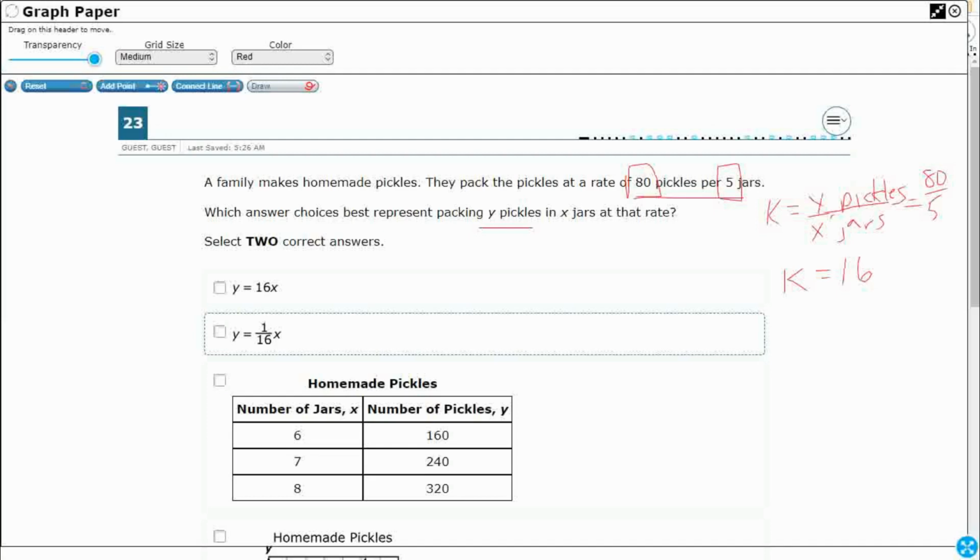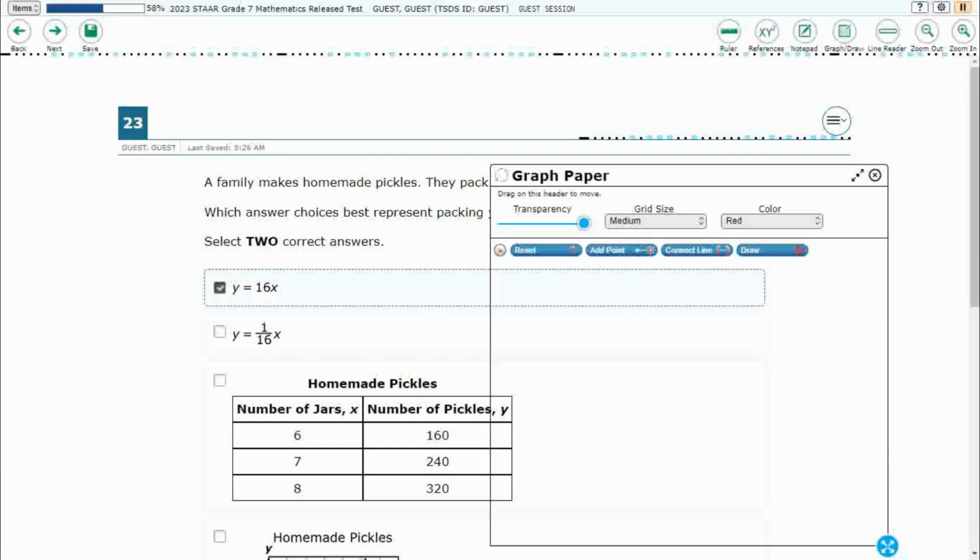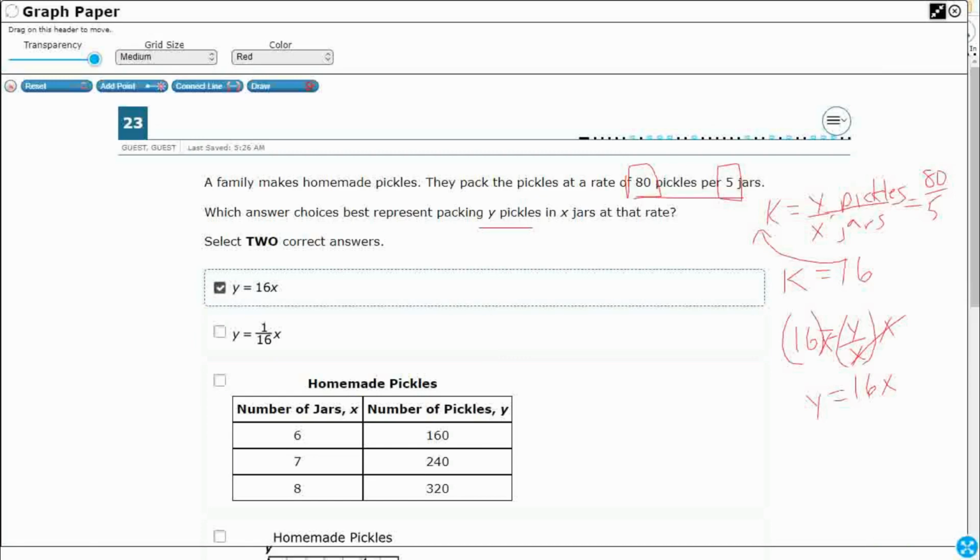And then if we wanted to substitute in, we can say 16 equals y over x. And then if we wanted to multiply both sides by x to isolate the y, those two will cancel out, and guess what we get? Y equals 16x. All right, so that is our direct variation. So y equals 16x. So that's our first response right there. That's pretty simple. Right there in front of us.